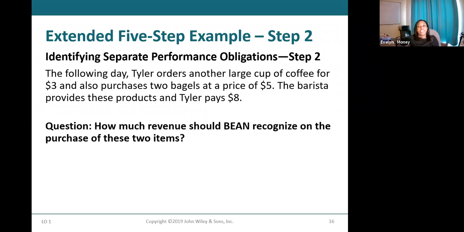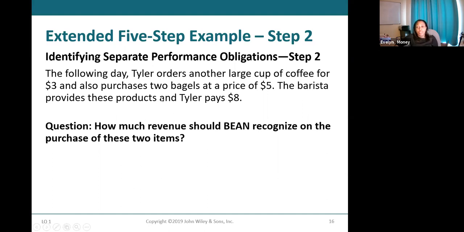Now, in step 2, we have to identify the separate performance obligations. Let's see how this could change, because in the first example, the one that we just saw, there was only coffee. But the following day, Tyler comes in and orders another large cup of coffee. Came back the next day and purchases 2 bagels at a price of $5. The barista provides the products and Tyler pays $8. How much revenue should be recognized on the purchase of these 2 items?